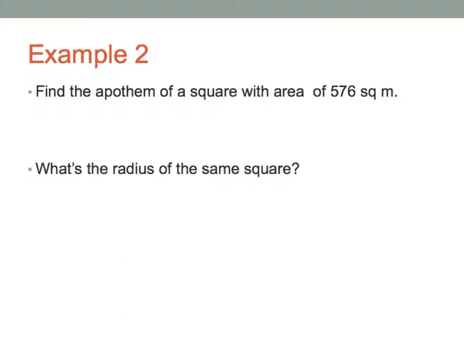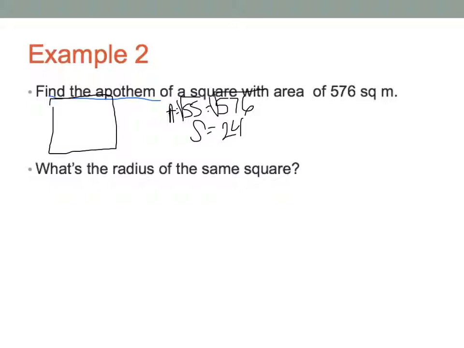Next one, find the apothem of a square with area of 576. Now they're not asking me to find the area, they're asking me to find the apothem of this square. Now it's telling me the area, which I know is side times side, equals 576. If that's the case, then let me take the square root of both sides to find out what one side is, and the square root of 576 is 24. Therefore the length of each side is 24.